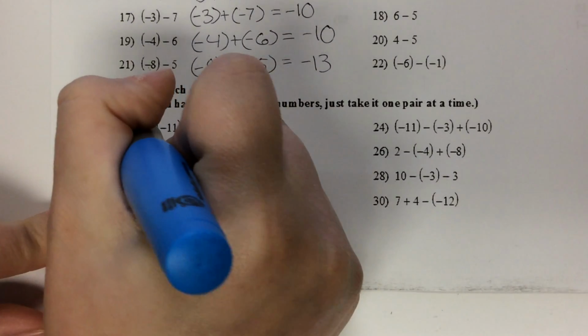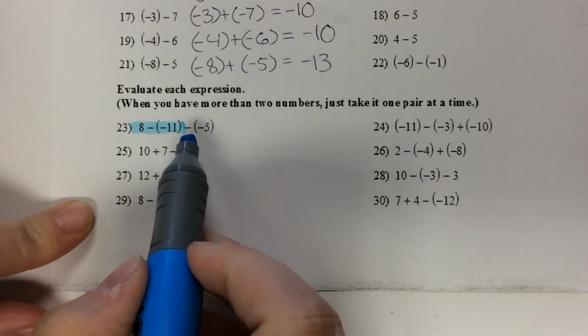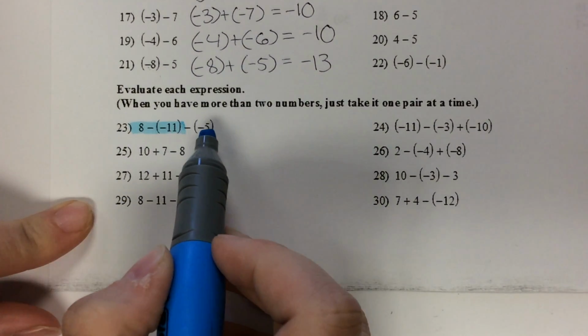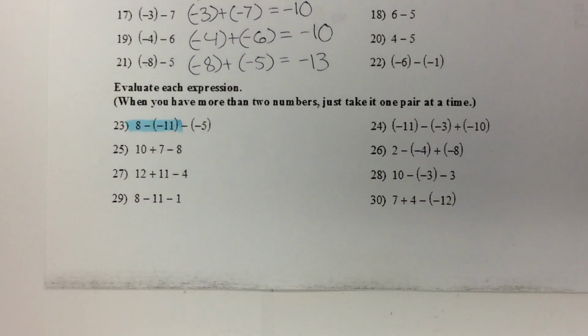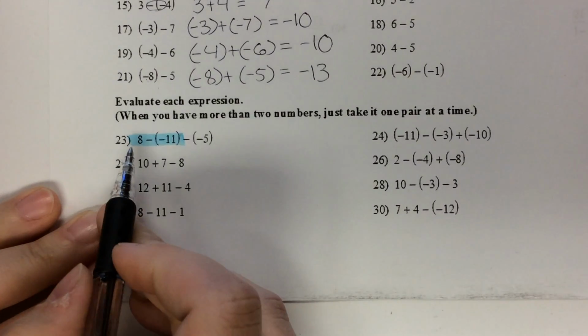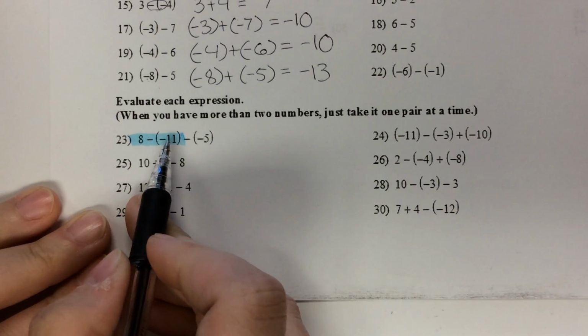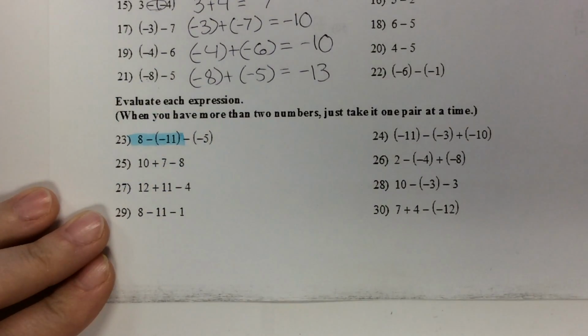So we're going to start by doing 8 minus negative 11 first, and then get that answer, and then subtract negative 5 from that answer. And let me show you what I mean. 8 minus negative 11, this is subtraction, so I'm going to rewrite it as addition.